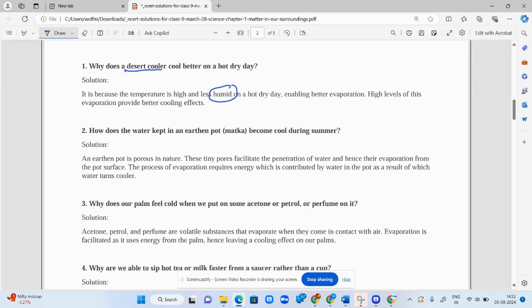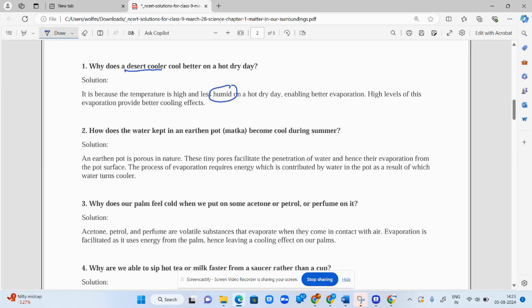It is because the temperature is high, so it is less humid, it is dry, so it leads to better evaporation. Evaporation will be faster, and better evaporation leads to a cooling effect. Is it clear? So, two things we are learning here: less humid, the rate of evaporation will be high. Second one, evaporation leads to cooling.